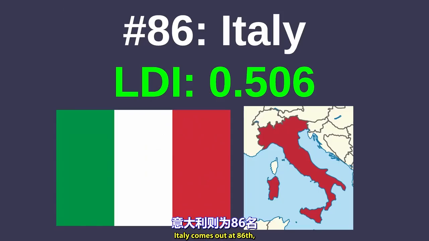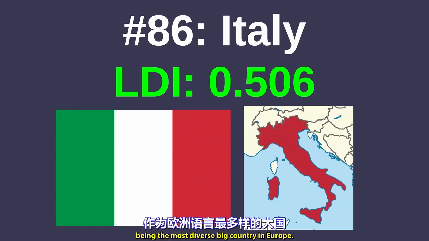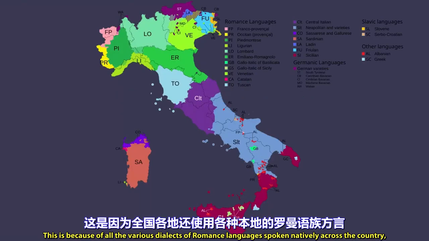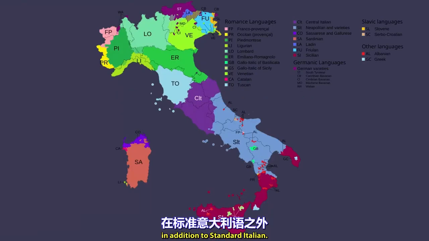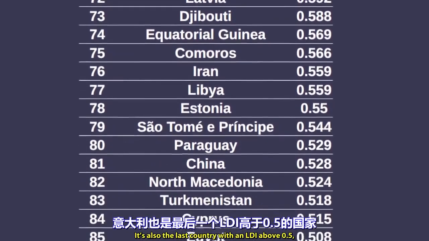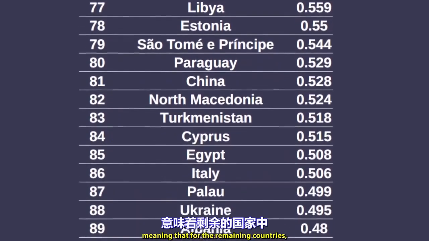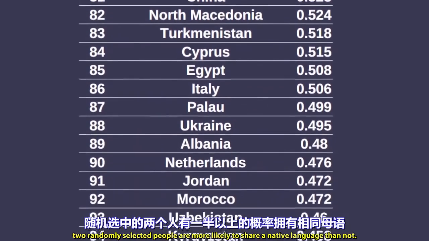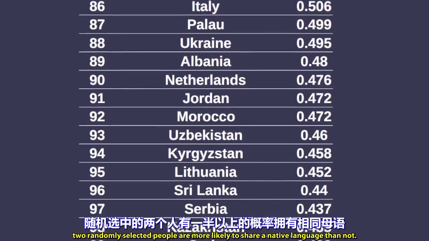Italy comes out at 86th, being the most diverse big country in Europe. This is because of all the various dialects of Romance languages spoken natively across the country, in addition to Standard Italian. It's also the last country with an LDI above 0.5, meaning that for the remaining countries, 2 randomly selected people are more likely to share a native language than not.